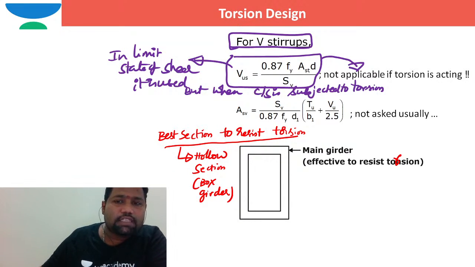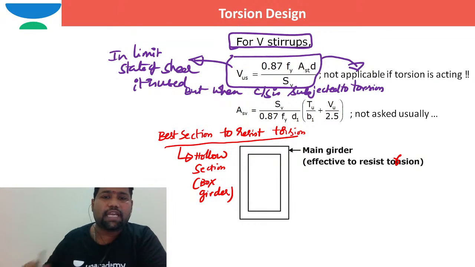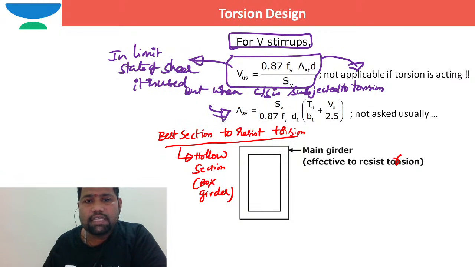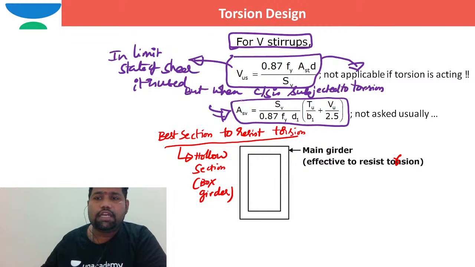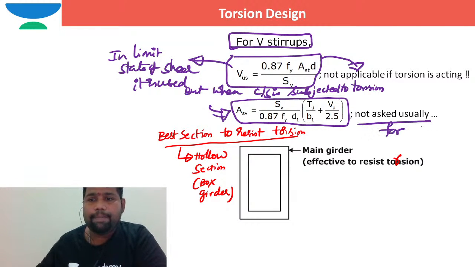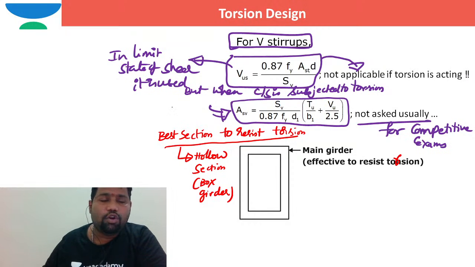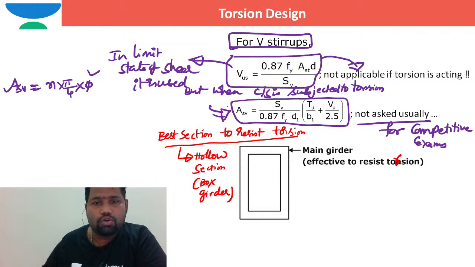In such a case, what do I need to use to fix the spacing? To fix the spacing, I need to use the equation below. But this type of question will not be asked in competitive examinations because it is a lengthy formula, and it is not usually asked. But let me define Asv. Asv is the cross-sectional area of shear reinforcement, n into pi by 4 into phi square. This is known to me. Sv I don't know. Fy is the yield strength.